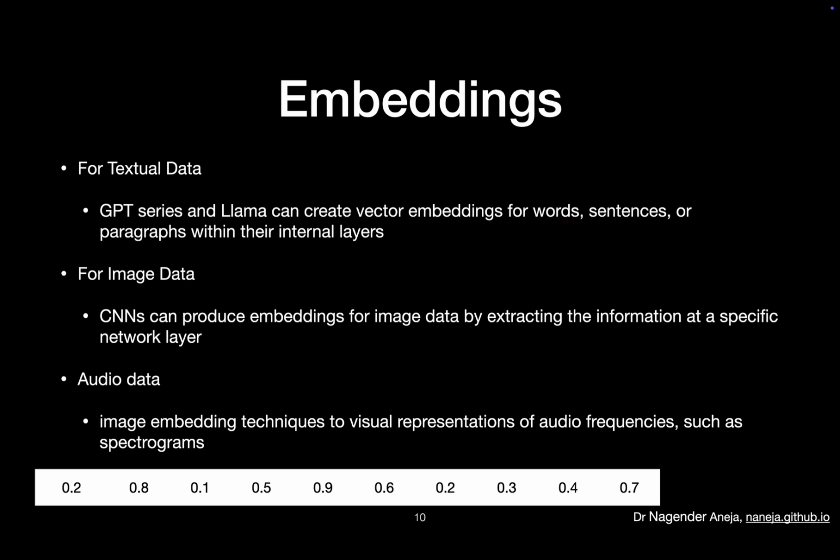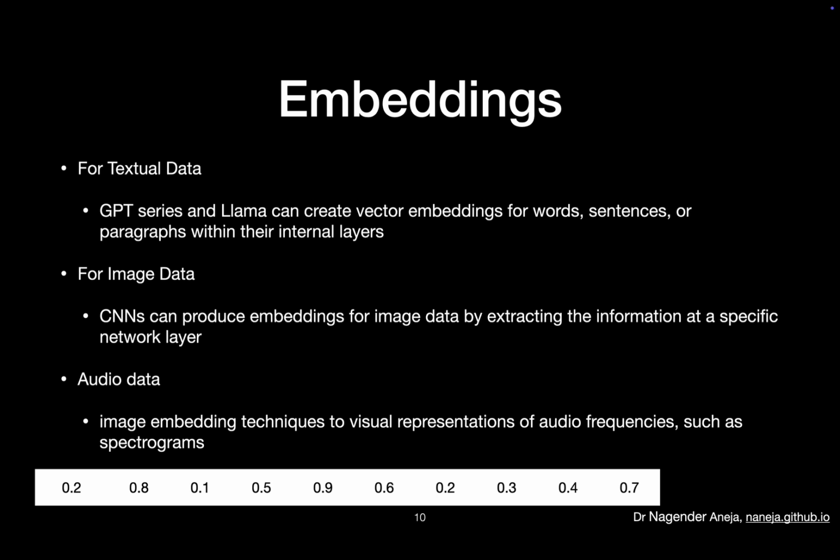If these are two similar words, then these embeddings will be similar. If two sentences are similar, their embeddings will be similar. If they are opposite, then the embeddings will be very opposite. Similarly, image data can be converted to embeddings using a convolutional neural network. For audio data, frequencies can be converted using a spectrogram, then image embedding techniques applied. So everything can be converted to an embedding, right?